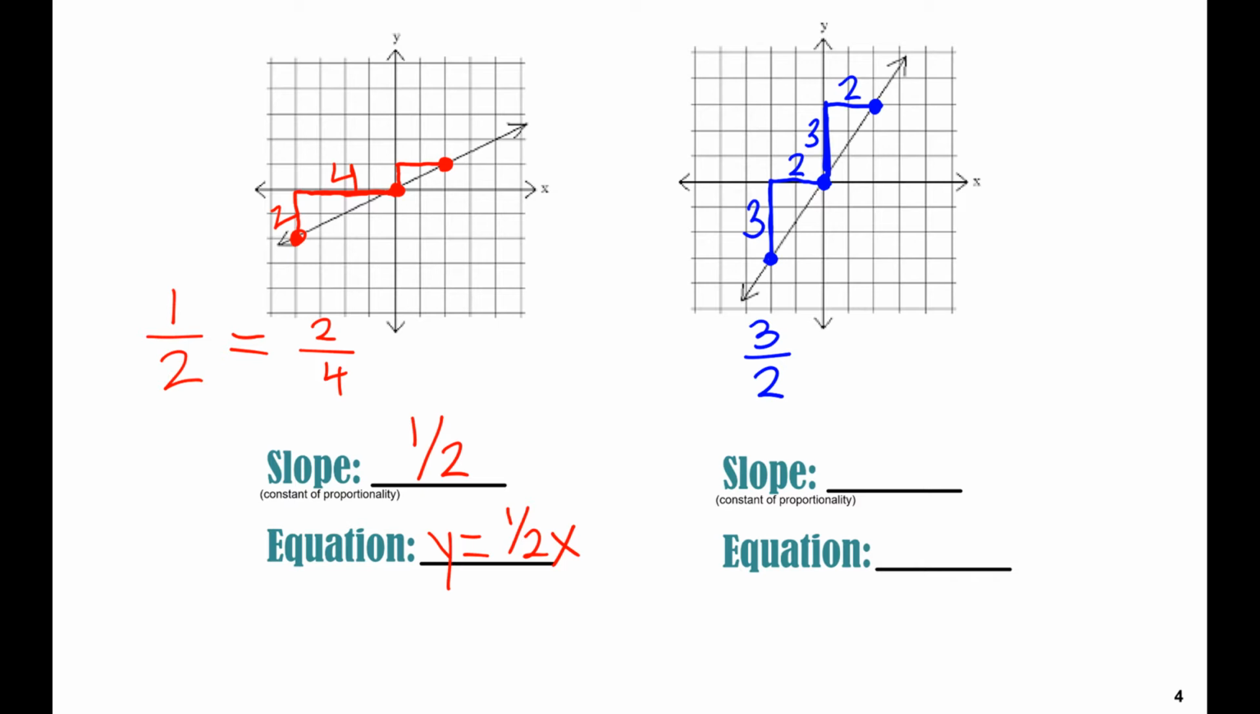You could keep it like that for my slope, or you could think of it as 1.5. Sometimes it makes more sense to have it as a fraction, sometimes it makes more sense to have it as a decimal. So we could either have that, y equals 1.5x, or y equals 3 over 2x.